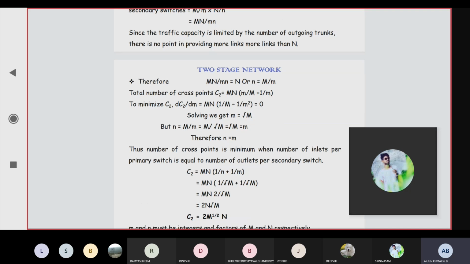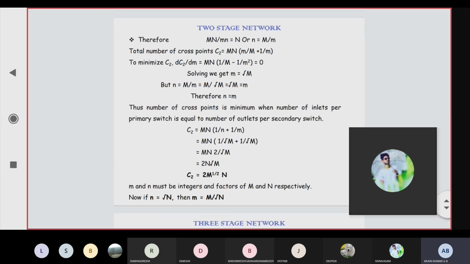The number of crosspoints is minimum when the number of inlets per primary switch equals the total number of outlets per secondary switch. That is, n is equal to what? n and f are the number of inlets per primary and the number of inlets per secondary. That's why the number of crosspoints is minimum when the number of inlets per primary switch is equal to the number of outlets per primary switch.